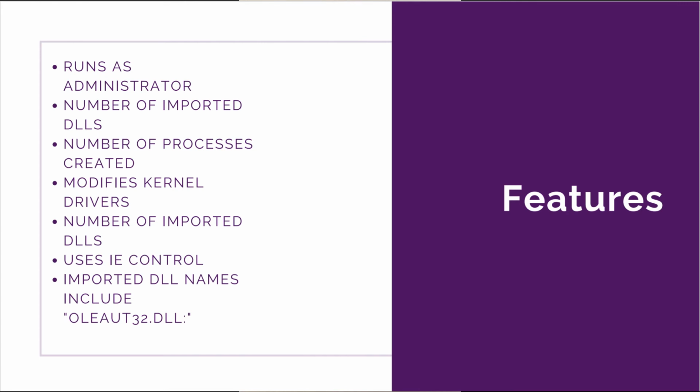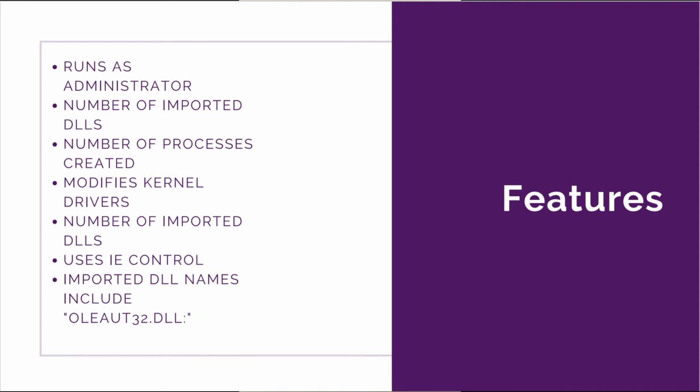Okay, let's discuss the features that were used for creating classifiers. 1. Runs as administrator. This means the application requires admin permissions in order to run. Second, number of processes created. This indicates how many processes were created by the application. Third, number of main folders. How many folders were created on the file system.